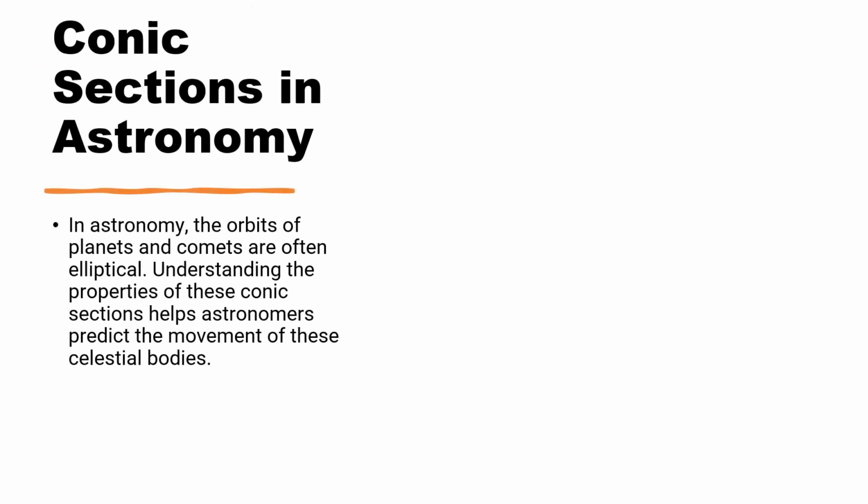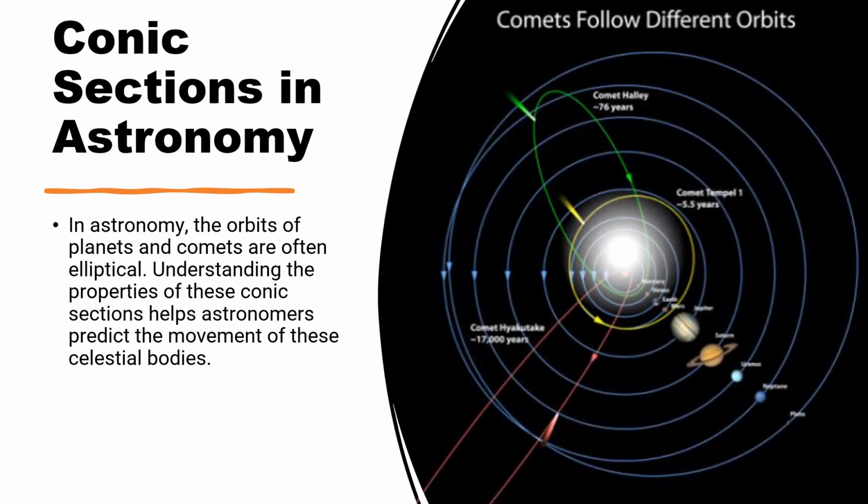Conic sections in astronomy. In astronomy, the orbits of planets and comets are often elliptical. Understanding the properties of these conic sections helps astronomers predict the movement of these celestial bodies.